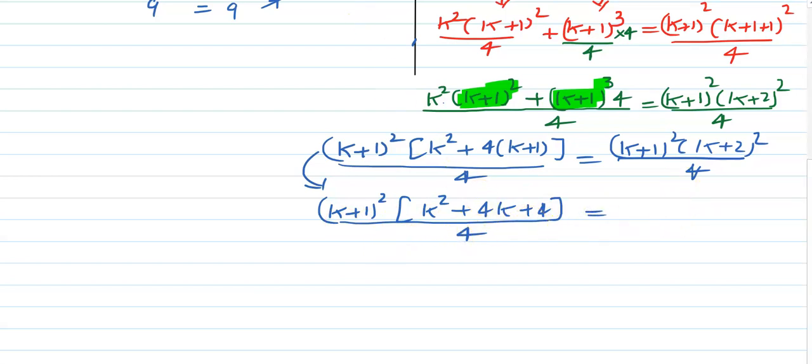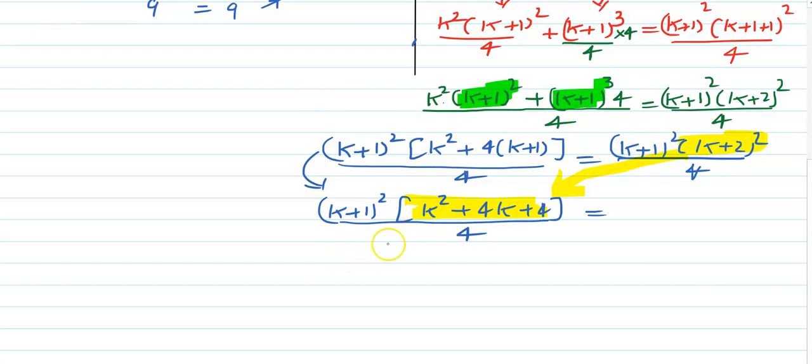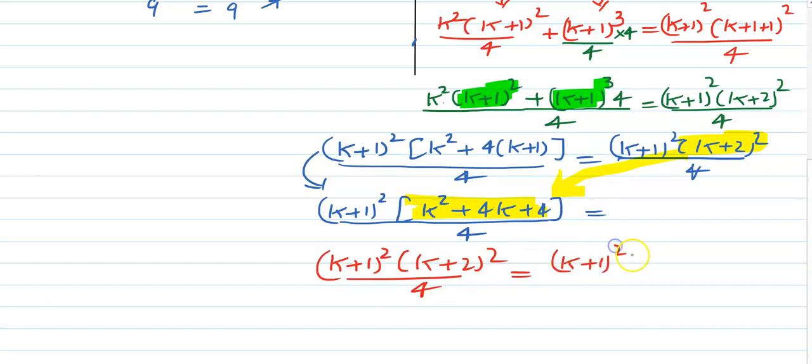And if you think, this is basically (k plus 2) whole square. Happy with this or not? If you expand it, you will get this step, right? So in this place you can write down (k plus 1) whole square and (k plus 2) whole square over 4, and the right hand side is again (k plus 1) whole square and (k plus 2) whole square over 4. So left hand side equals right hand side.